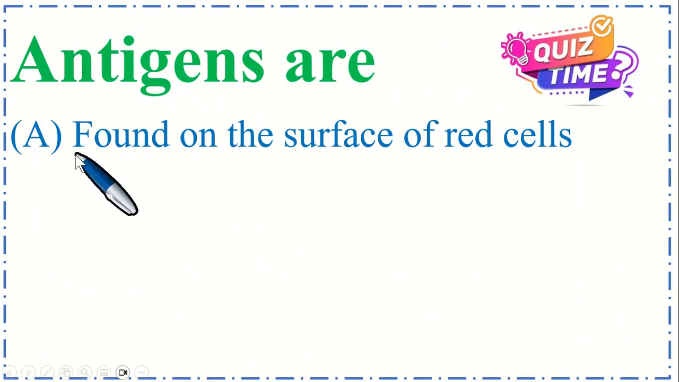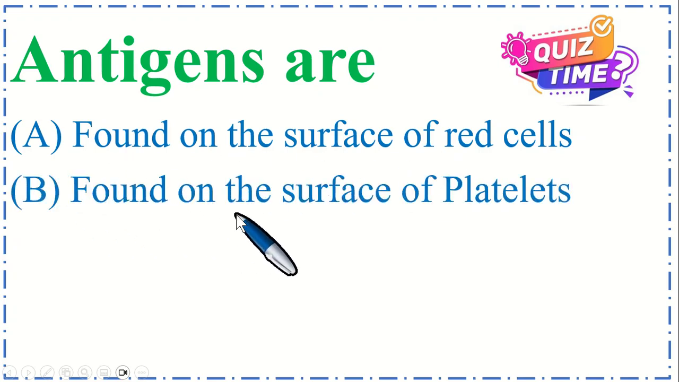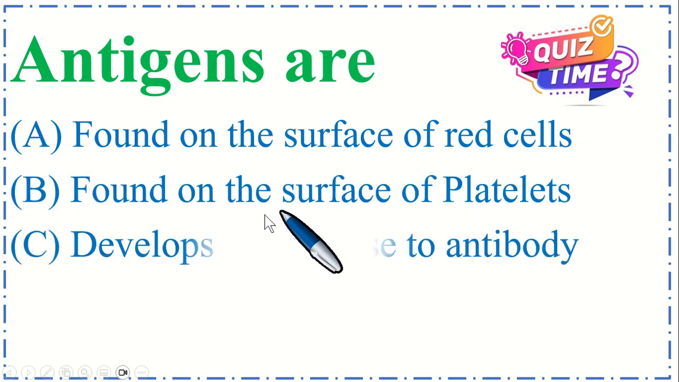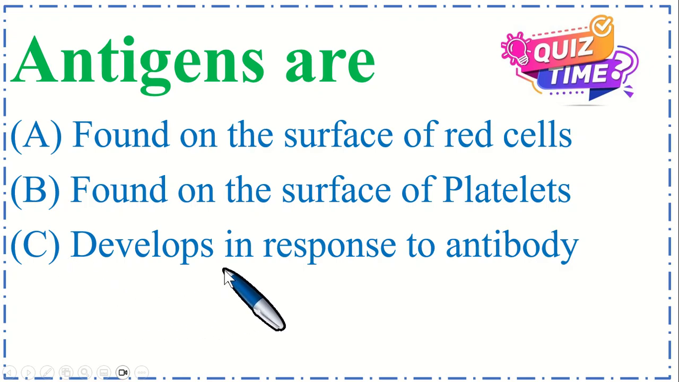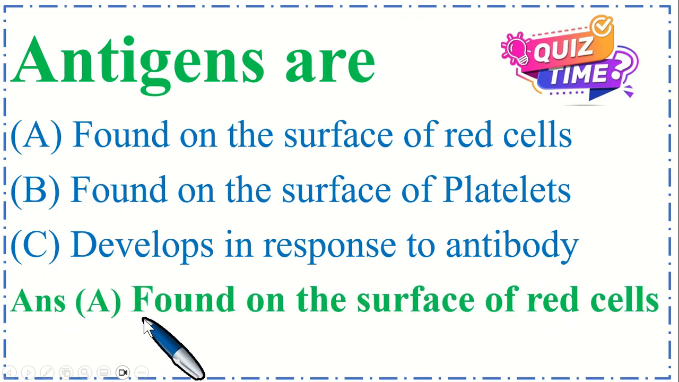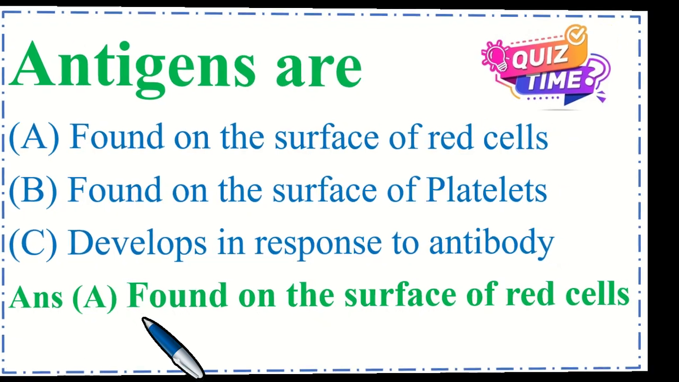Antigens are option A found on the surface of red cells, B found on the surface of platelets, option C develops in response to antibody. So the correct option is A found on the surface of red blood cells.